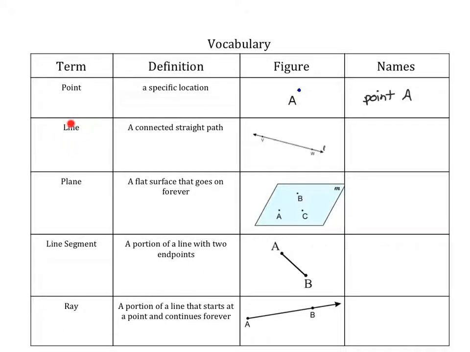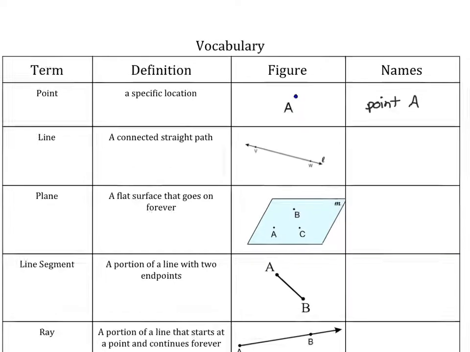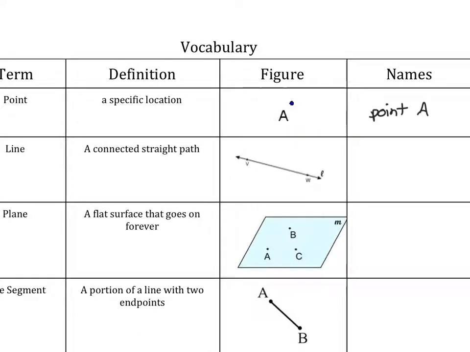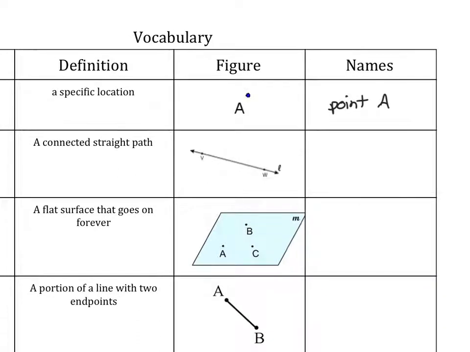The next term you need to know is a line. A line is a connected straight path. And a line will actually continue on forever and ever and ever. So you can see that lines have arrows at both ends, which means that it does continue forever. Another thing you will note with a line is that it will either have 2 points or it will have a cursive lowercase letter. And these are the different ways that you can name it.